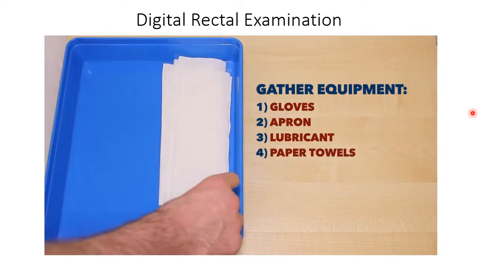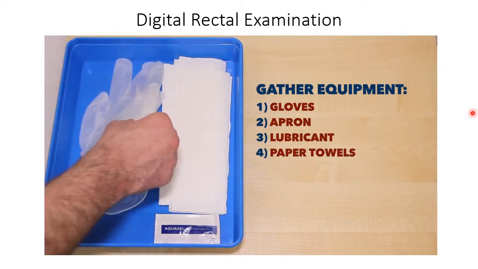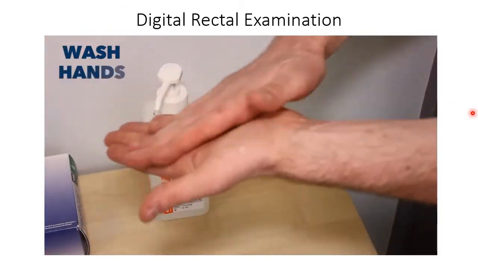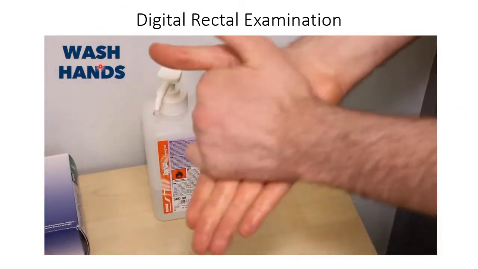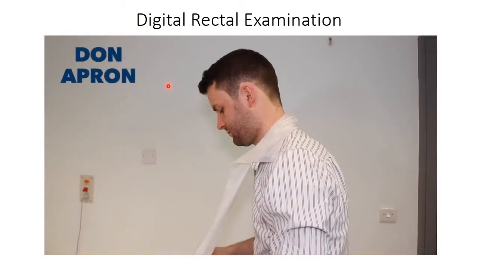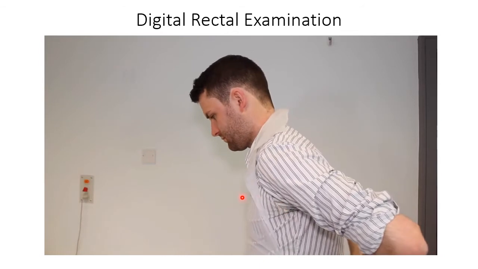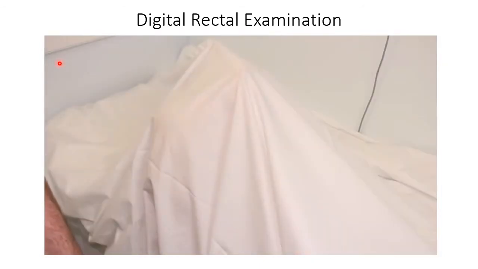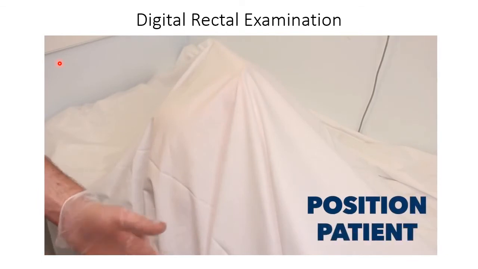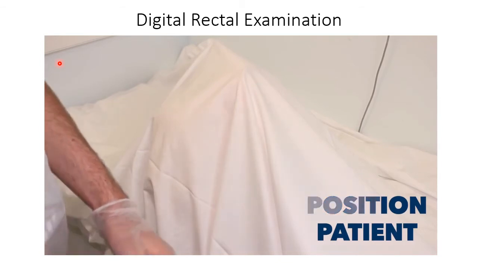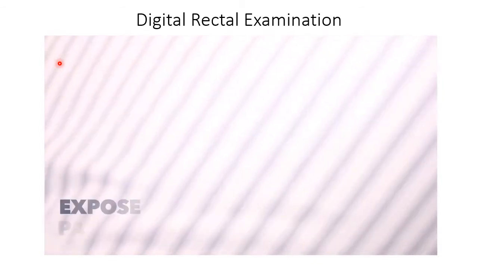First, gather the equipment: gloves, apron, lubricant, and paper towels. Wash your hands thoroughly before you touch the patient. Wear the plastic apron, and don your gloves on both hands. Okay, John, if you could pull your knees up to your chest for me, that would be great. I'm just going to pull up the sheets now and have a look, all right?